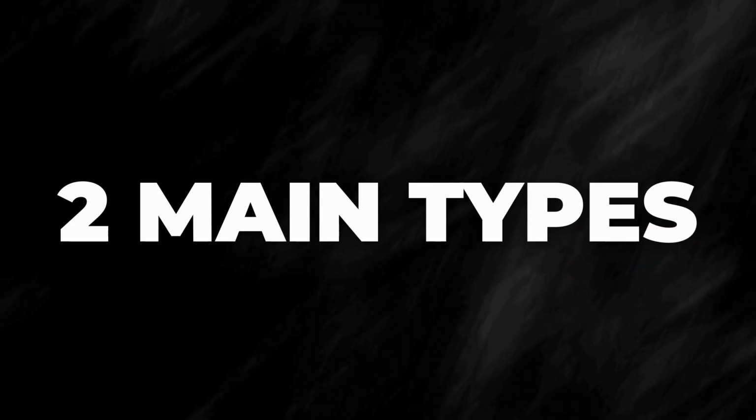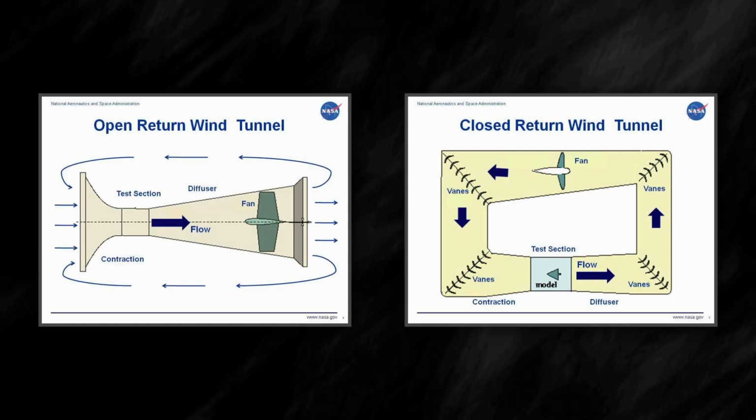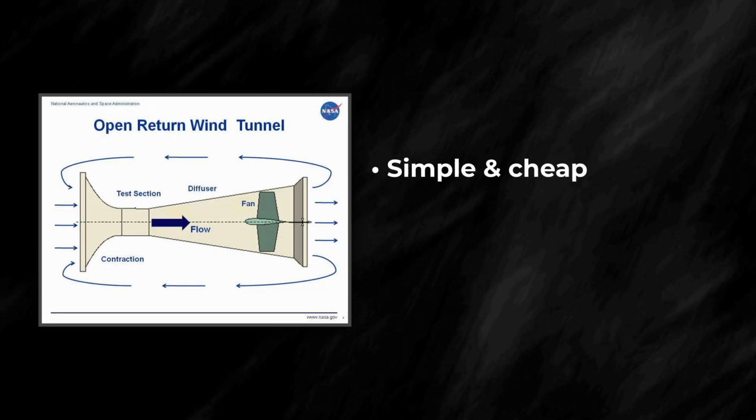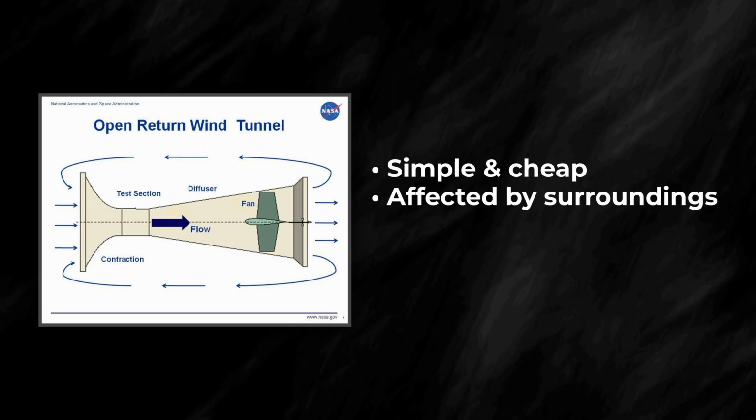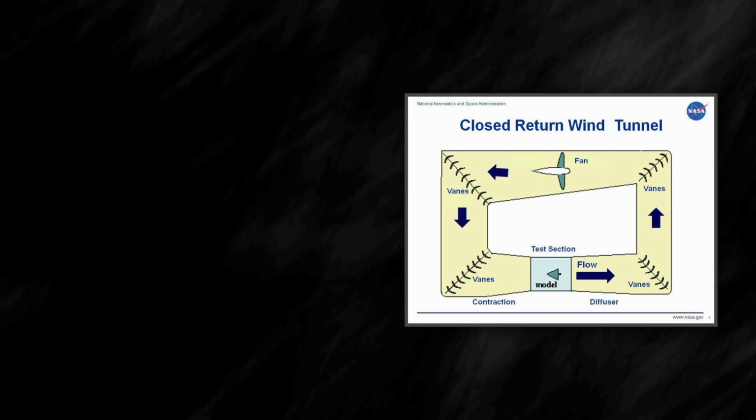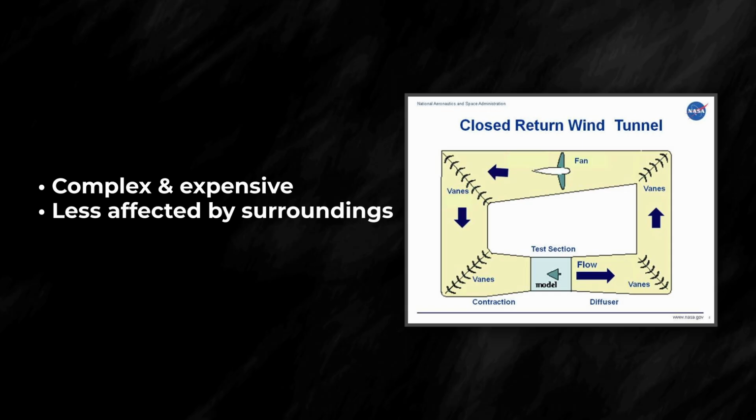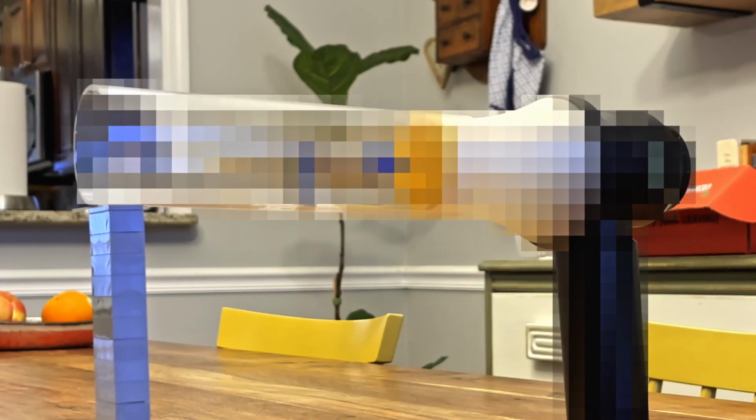There are two main types of wind tunnels, open return and closed return. Open return wind tunnels are simpler and cheaper to produce, but they are sensitive to the environment around them. They are also louder and less energy efficient. Although closed wind tunnels are more complex and expensive, they aren't affected by the environment as much and are typically better for repeated testing. Now, I'll show you how I designed and built my own model wind tunnel.